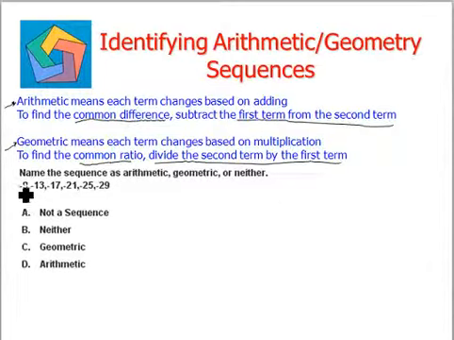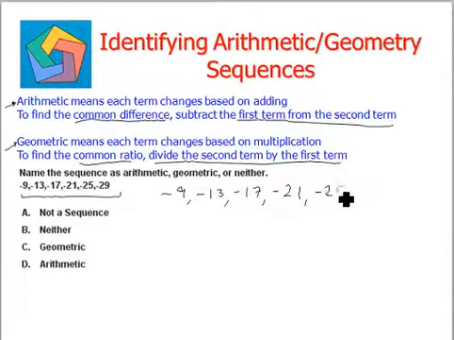Let's understand some questions based on the same. The first question says name the sequence as arithmetic, geometric, or neither. So here we are given the sequence -9, -13, -17, -21, -25, and -29.